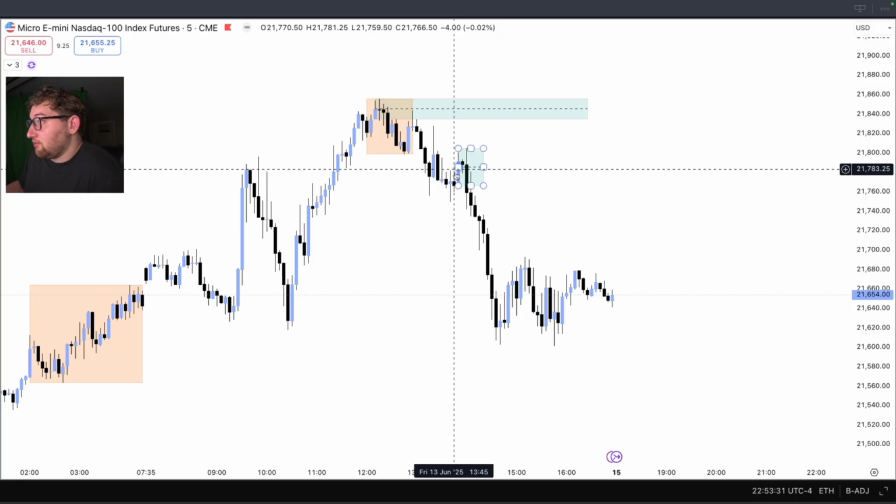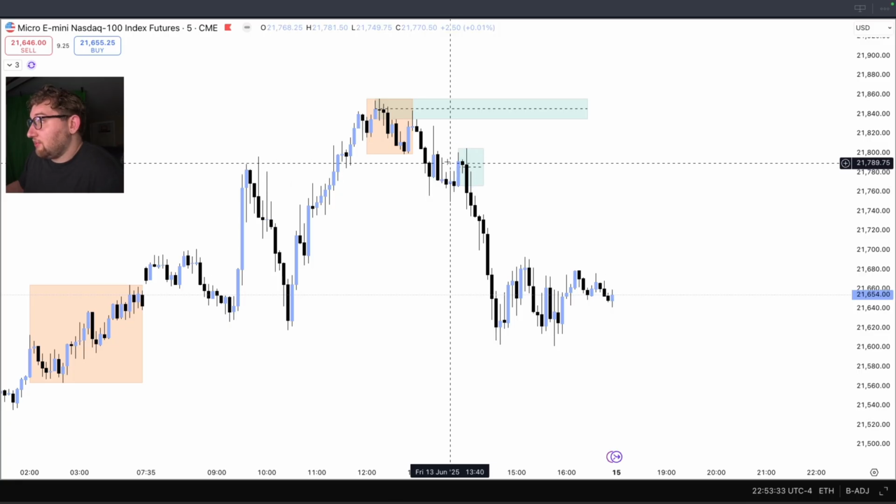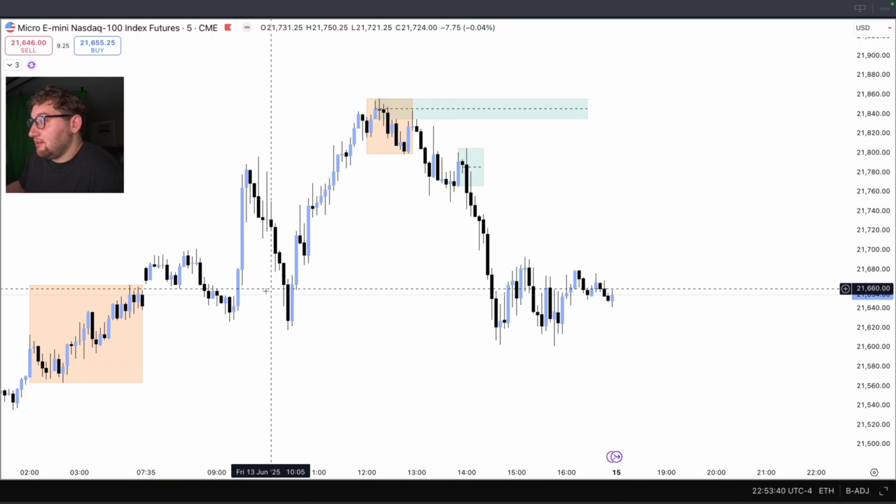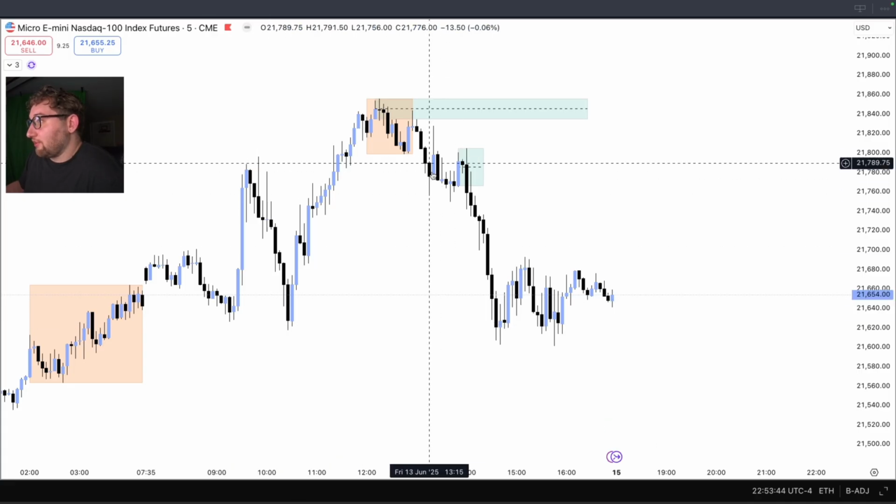Took out liquidity, this candle, with these highs here, this high. All that liquidity was taken, so there's no reason for price to want to trade back through it and above it if this is the target, because it already took out the highs.